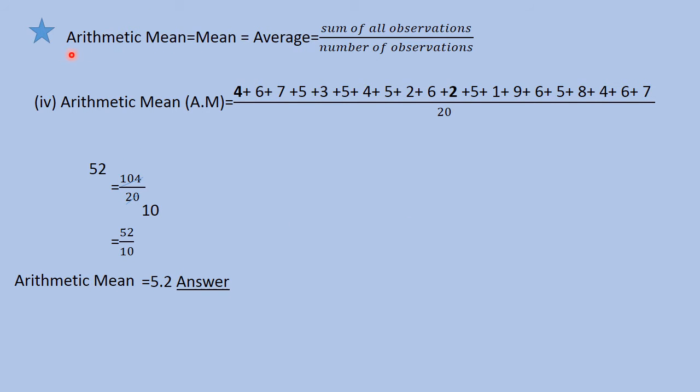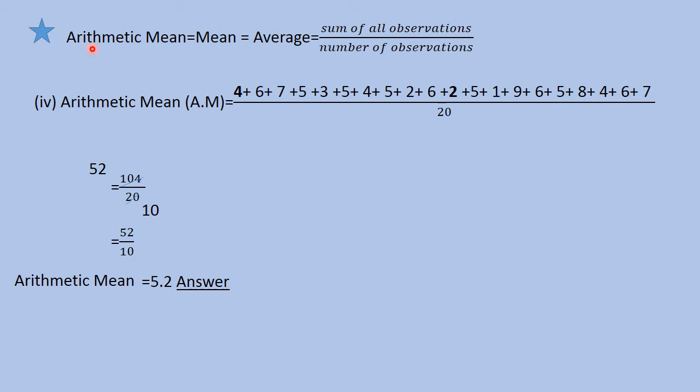Now what is an arithmetic mean? I am giving you a star here. It means that you have to remember this as a formula. Arithmetic mean, or simply mean, or an average. All three are the same terms, equal terms. Whenever you say mean, it means arithmetic mean. Whenever you say average, it means arithmetic mean.